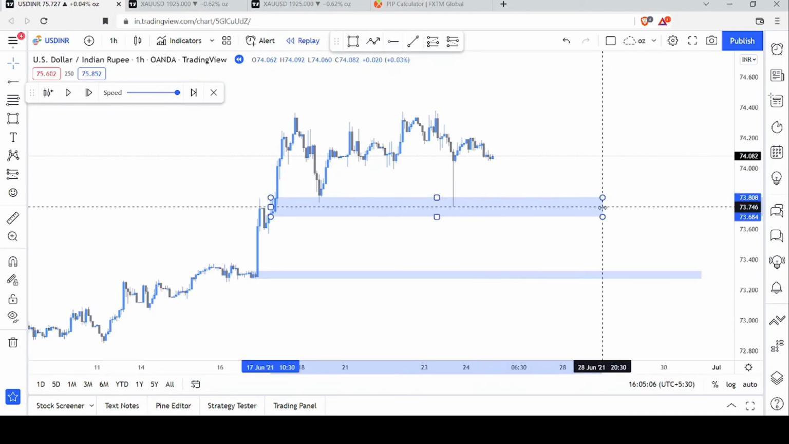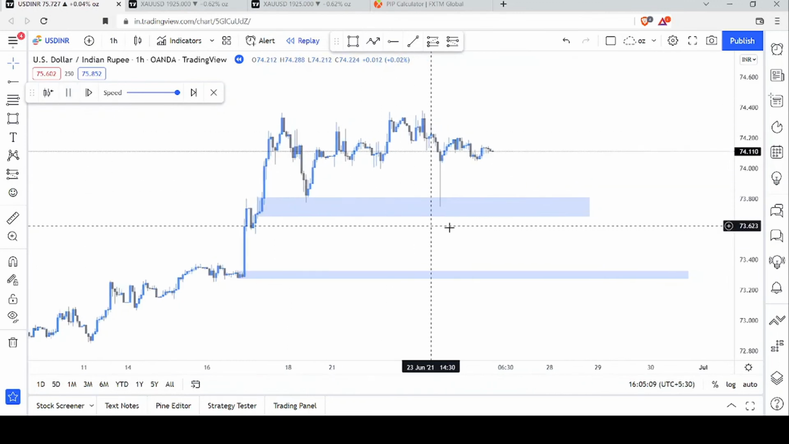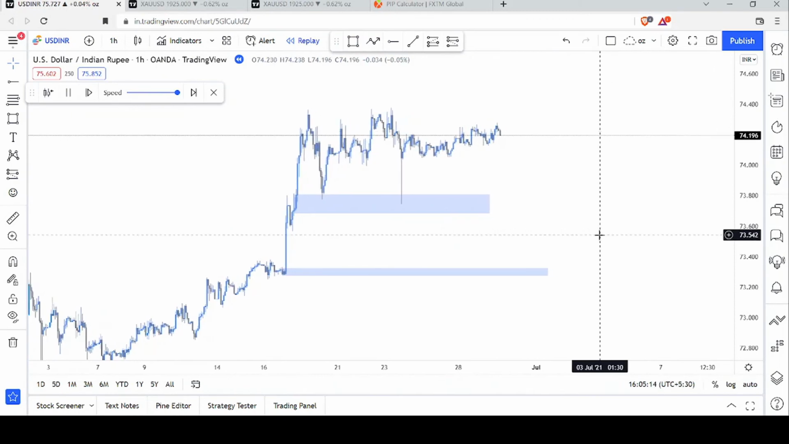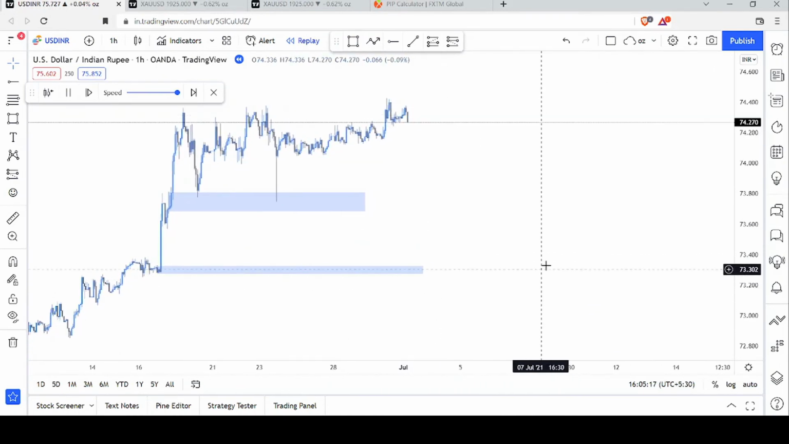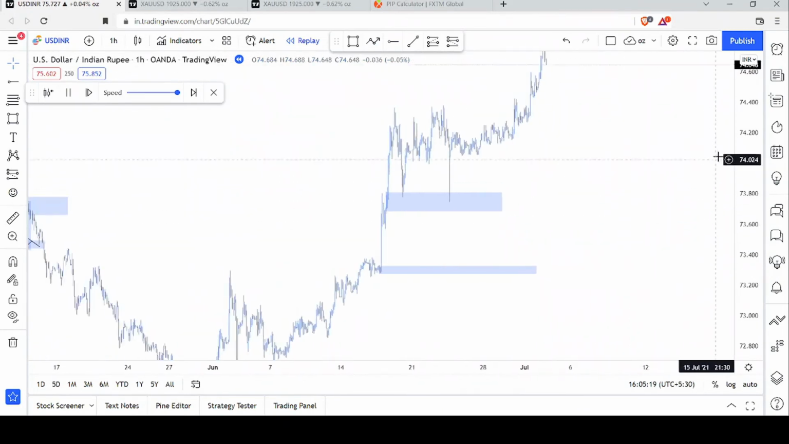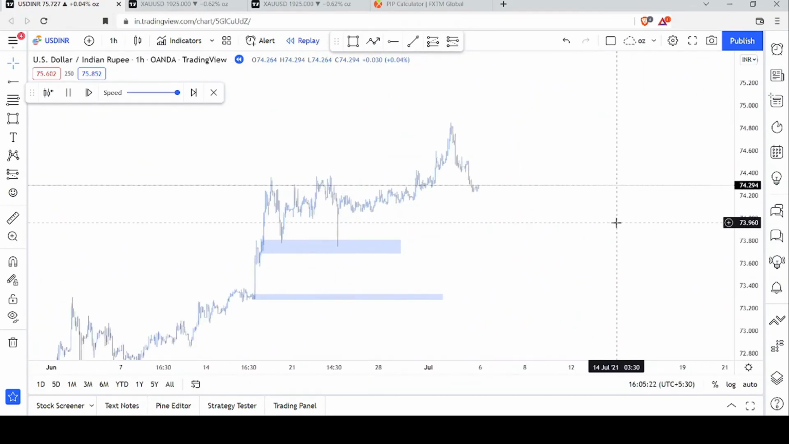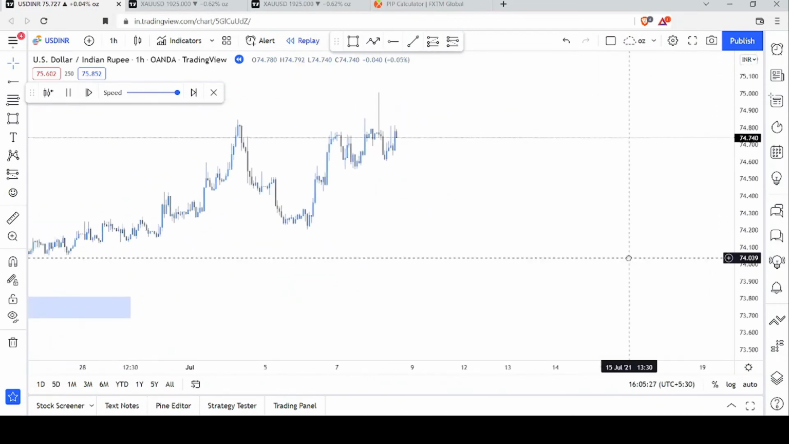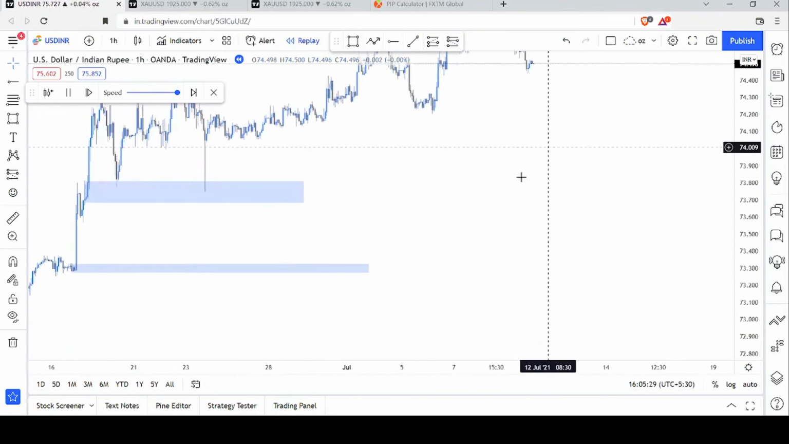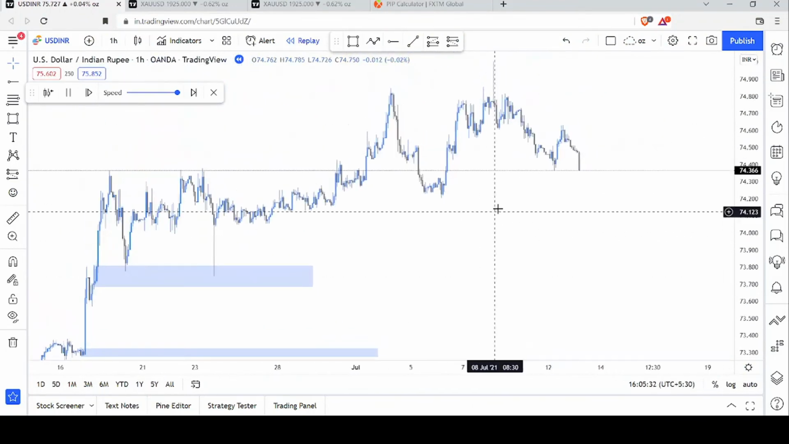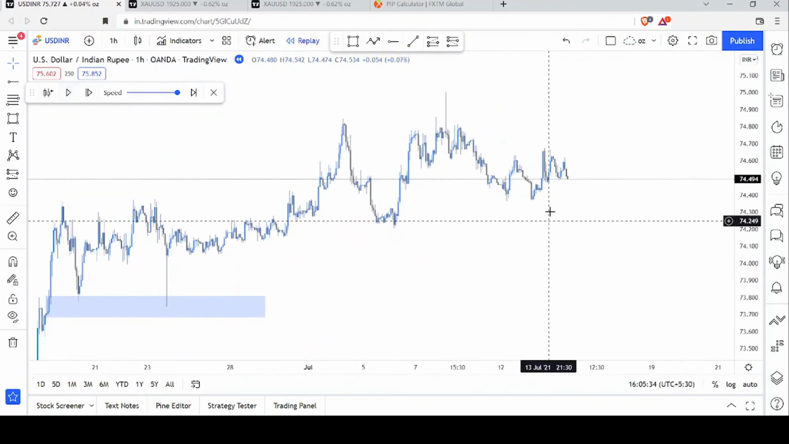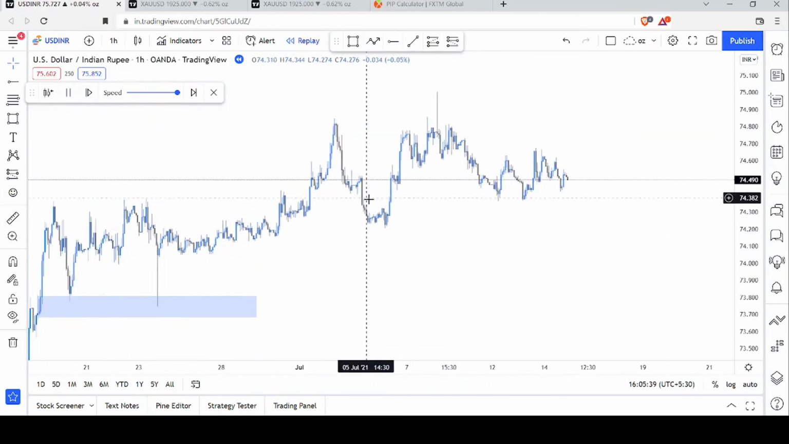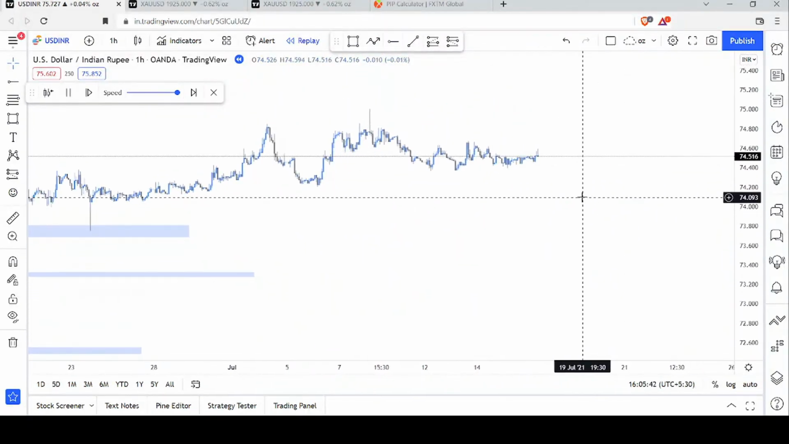Okay, so this is still a valid zone, right? All of this price has already moved from our zone. So you can involve all of this using the three box method, right? I just want to see if price just comes back to our zone. That's all.